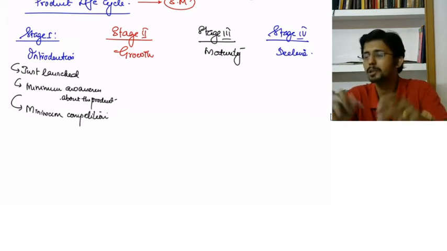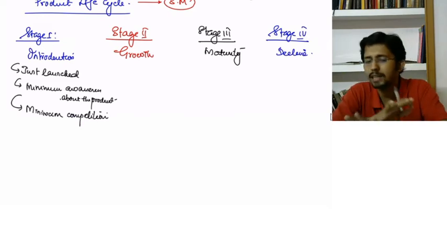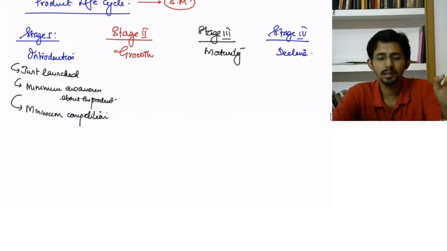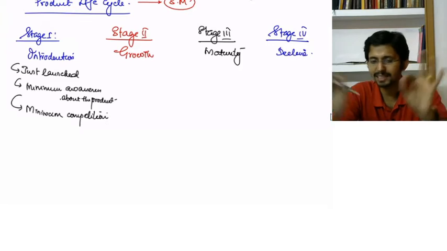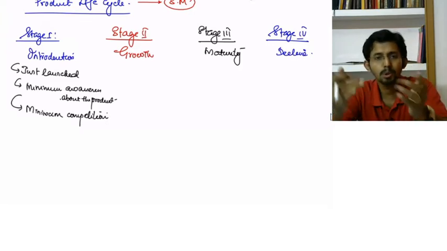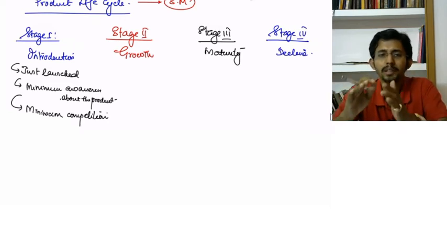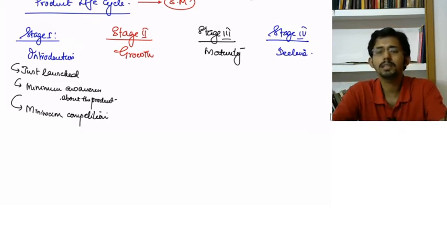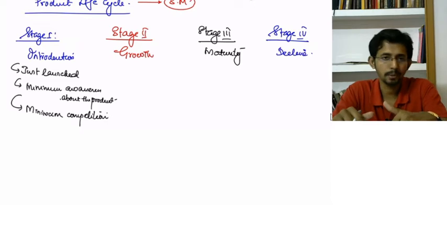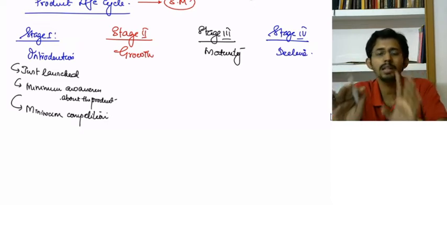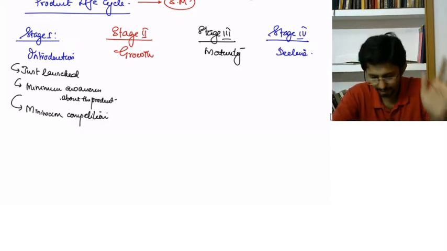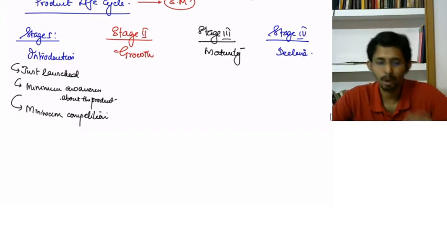Why minimum competition? Because you have just introduced the product. This product was not there in the market in any of the previous periods. This is a new product, a new concept. So competition will come only after your product has been established, when your competitors start imitating you. Till then, you will be the only person, and there will be only minimum competition.